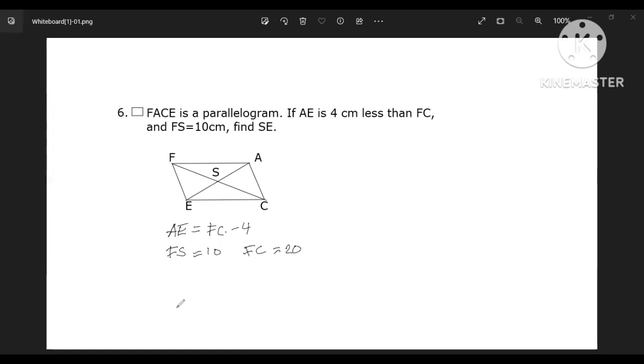Now, to find SE, we need to find EA, because SE is also half of EA, no? For the same reason. So, substituting FC equals 20 in our equation 1, AE is equal to 20 minus 4, or AE is equal to 16. Now, since AE is 16, therefore SE is equal to 8. Diba? That's it.